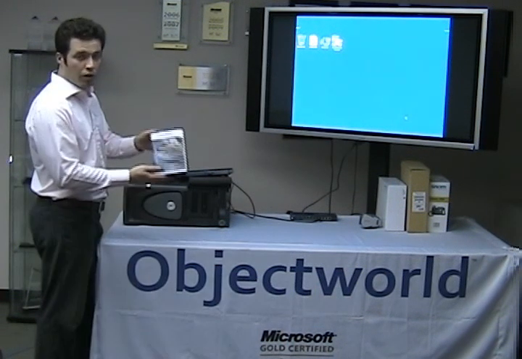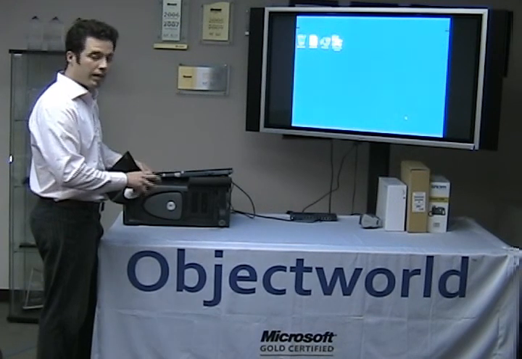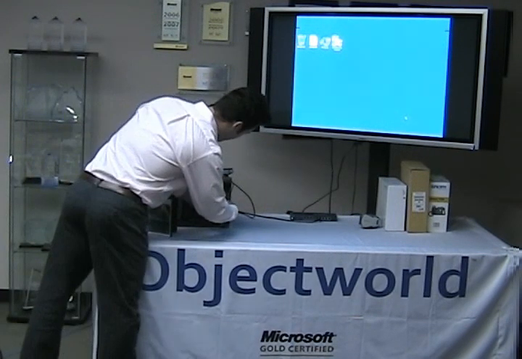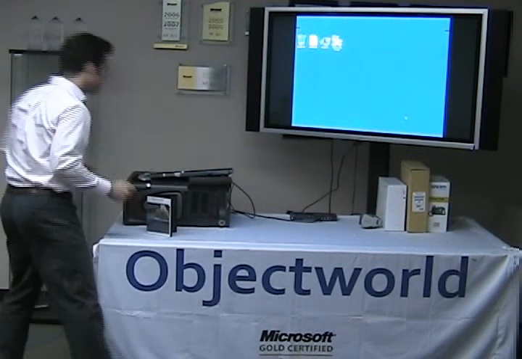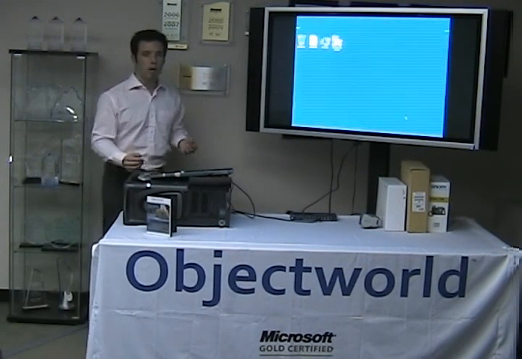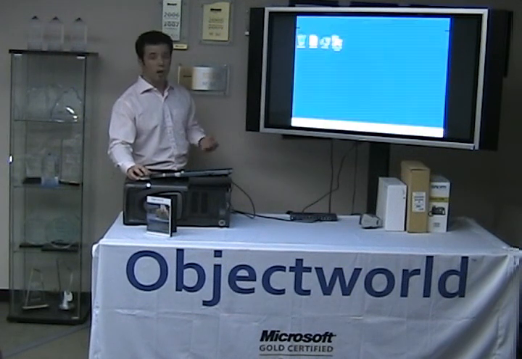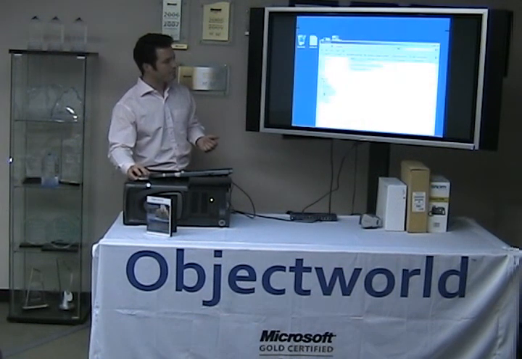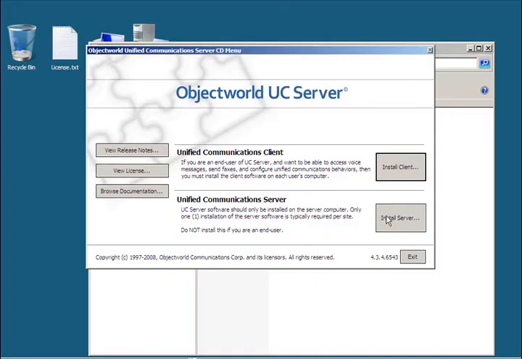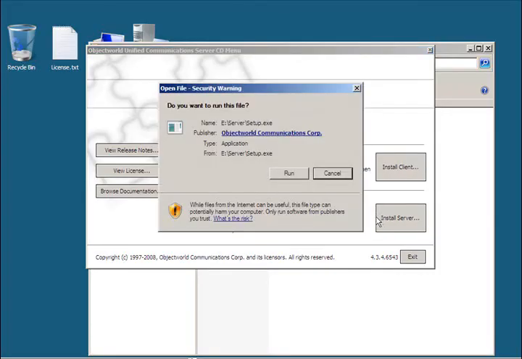Objectworld UC Server is a software product, so I'm just going to throw the DVD in here and we'll get things going. In the meantime, I'll talk a little bit about Objectworld, about UC Server, about a Microsoft story, and why we're doing this video in the first place. So I'm just going to go to the DVD, start the auto run, and we're going to install the server component.